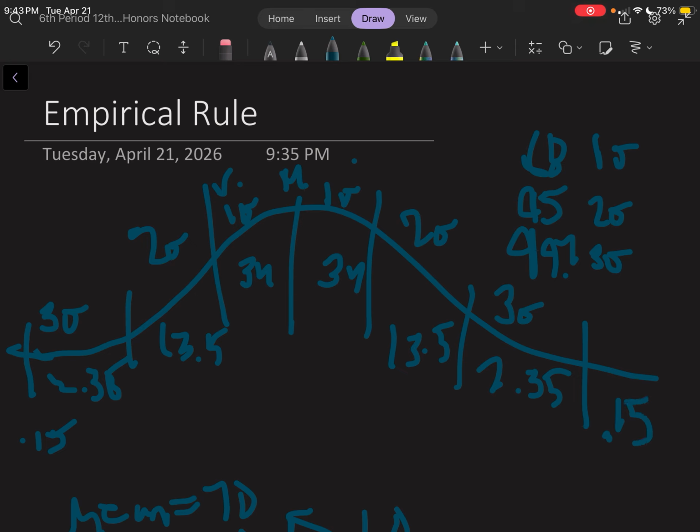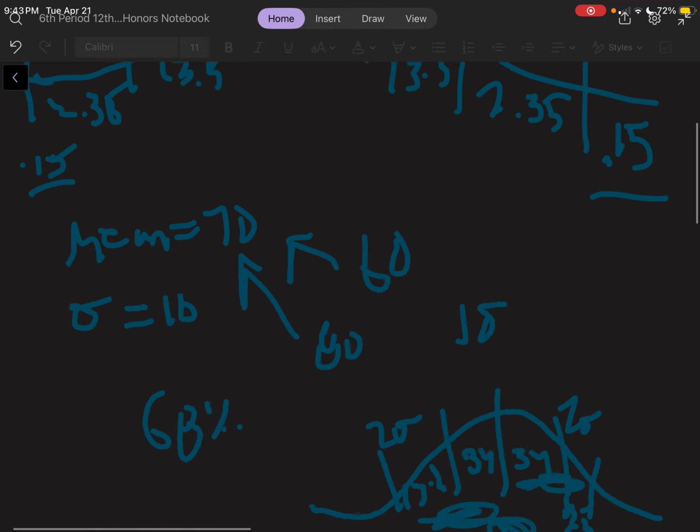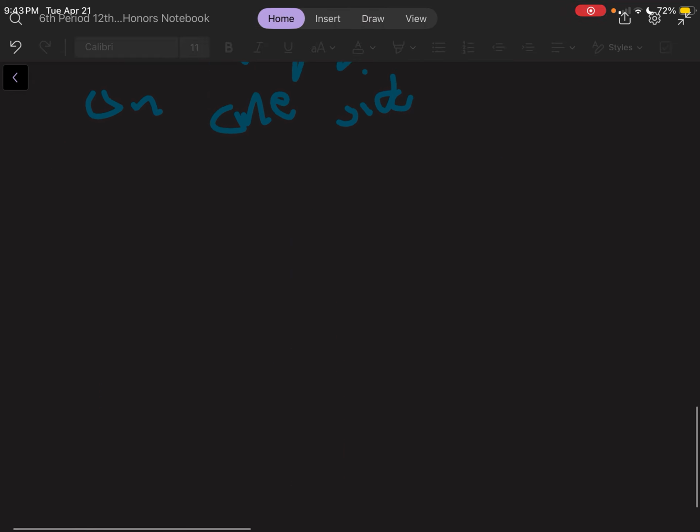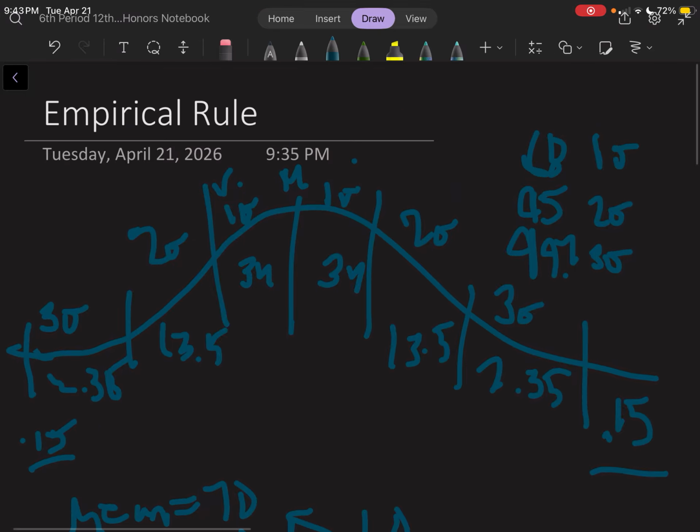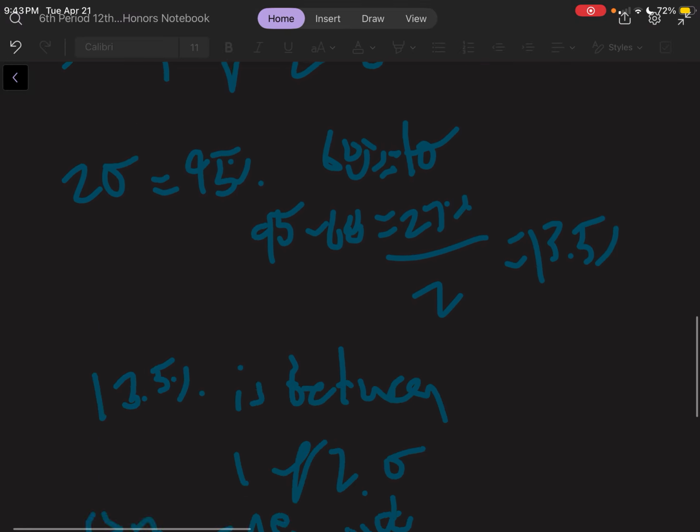Now, these two tails, you may not be asked about them a lot, but it's really good to know them, because if you are ever asked about beyond 3 standard deviations, or you get an answer like that, you know that you have to add 0.15 to your answer at one point. So your two tails are 0.15 at the end of your bell curve.